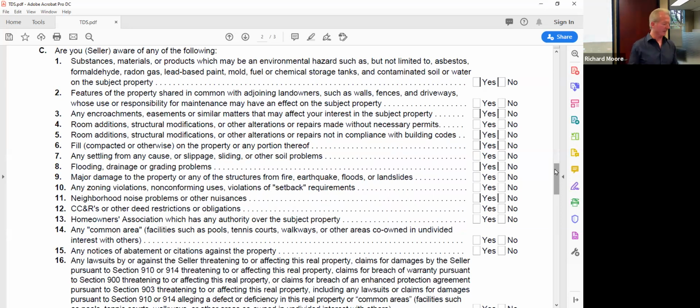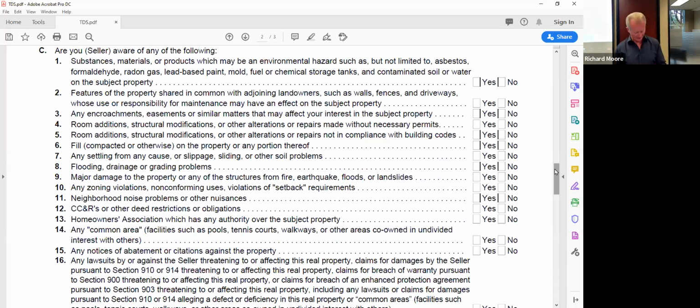Obviously, if there is ever asbestos, removed or not, mold on the property, addressed or not. And then this is always a common one: features of the property shared in common with adjoining landowners, such as walls, fences, and driveways. Irvine has a lot of shared driveways, a lot of shared common walls, both from a fencing standpoint and the property itself. Laguna Beach, for example, has roads that must be maintained by all the homeowners living on that road. So there's shared responsibility there.